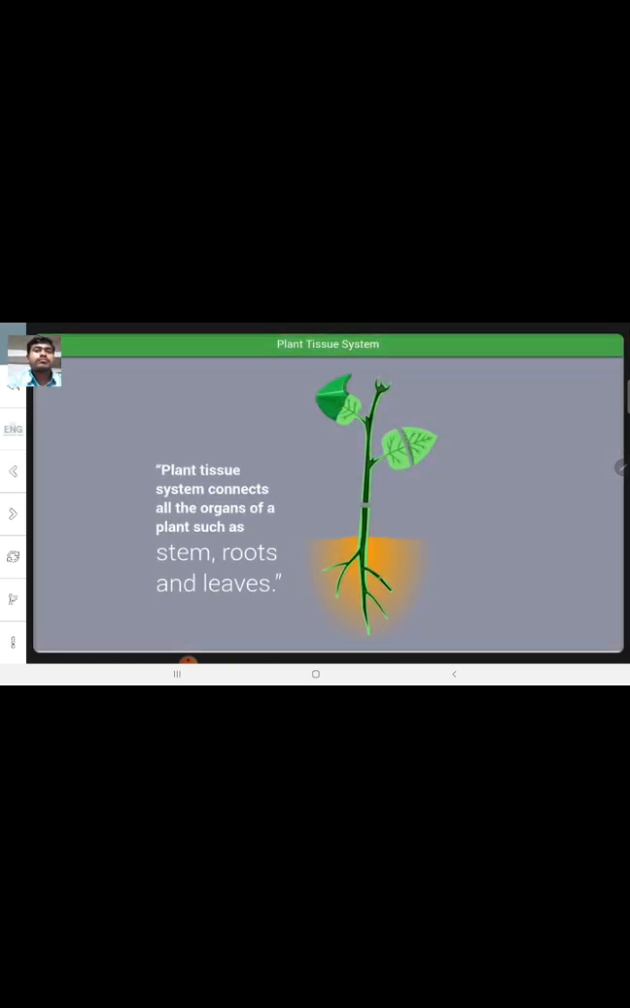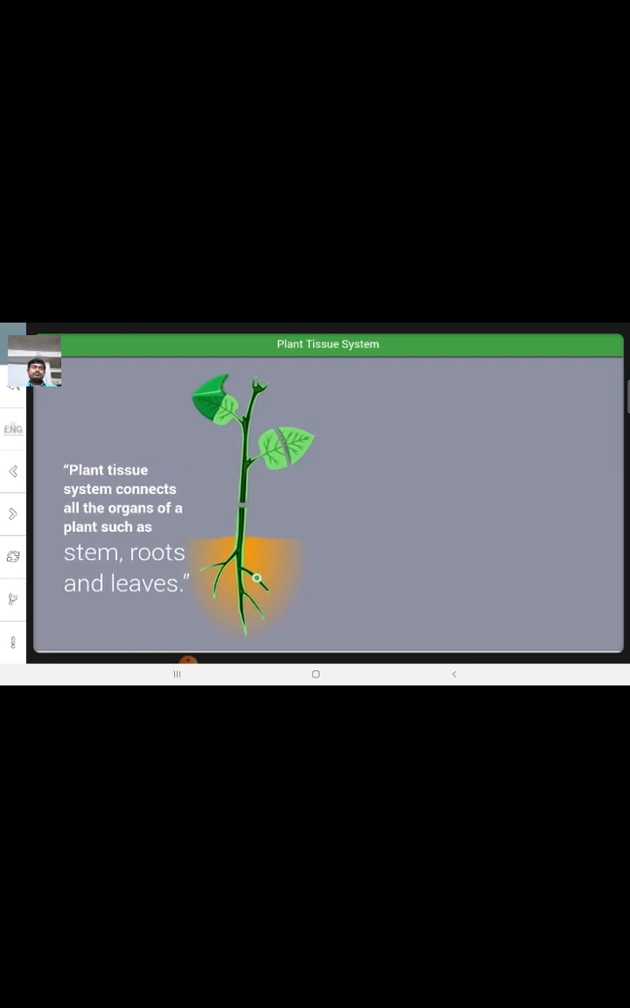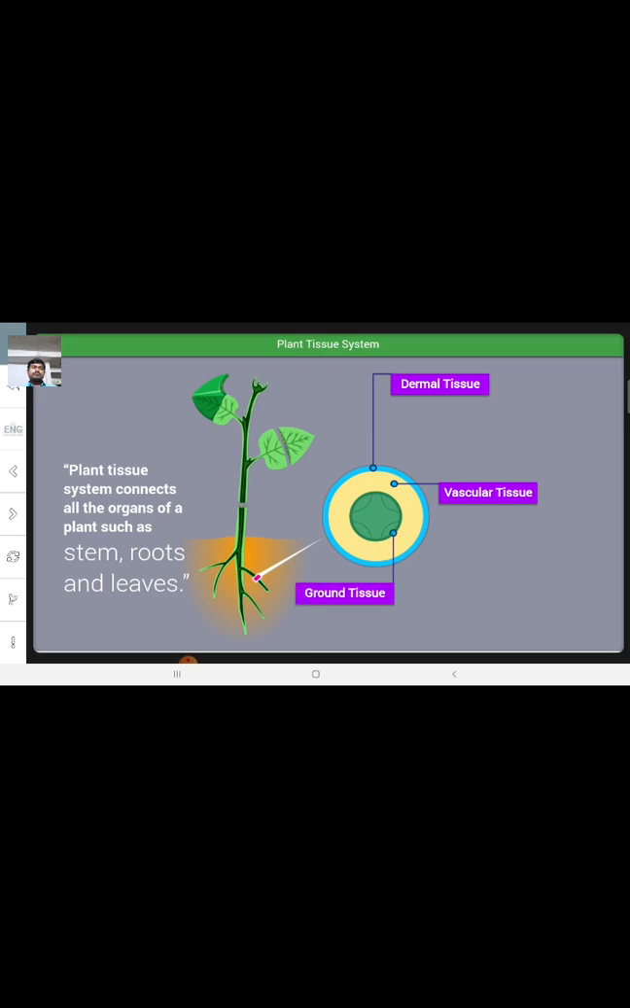The plant tissue system is the functional unit that connects all the organs of a plant, such as the stem, roots, and leaves. This tissue system consists of dermal tissues, vascular tissues, and ground tissues. Tap on each to learn more.